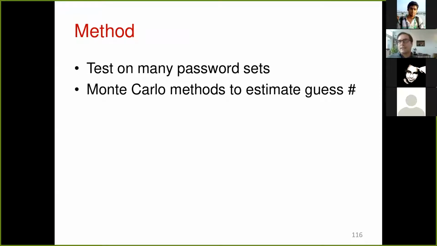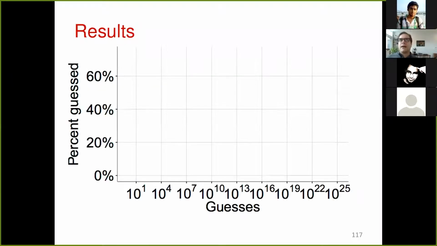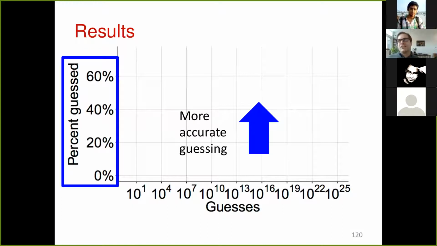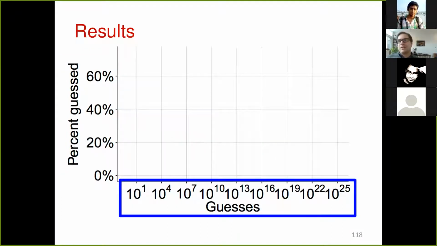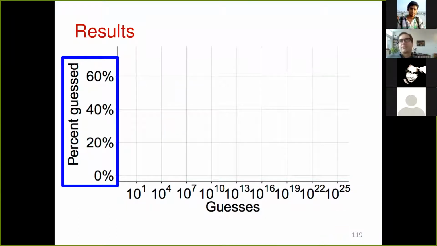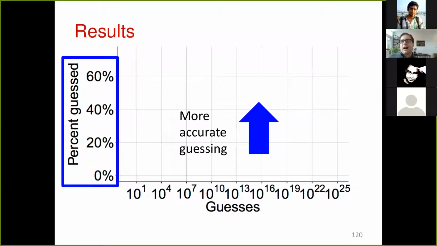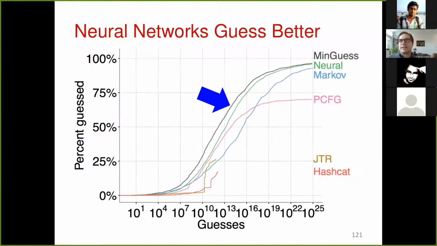So we tested on a lot of password sets, and then we estimated the guess numbers using Monte Carlo methods. And so I'll do a quick look at this graph. Here we have on the x-axis guesses on a log scale, and on the y-axis is the percentage of a password set guessed. So higher is better, more accurate guessing, right? And so if you look at these neural networks, they actually end up being better than any of these previous approaches, in our particular testing.